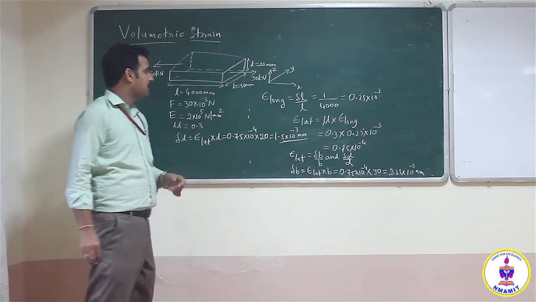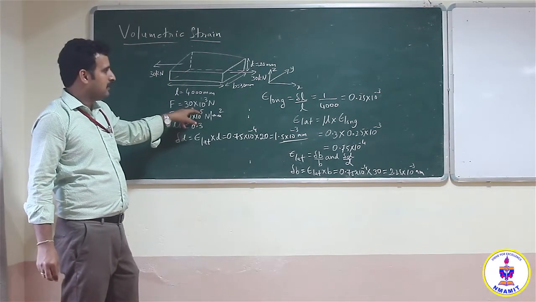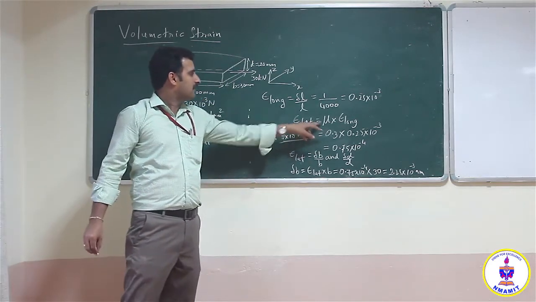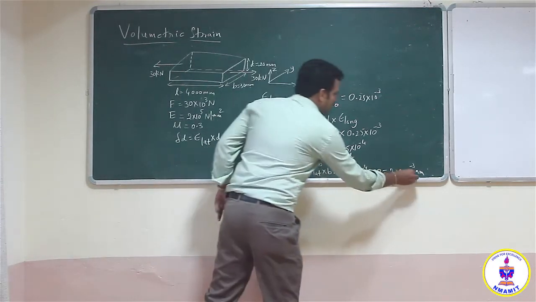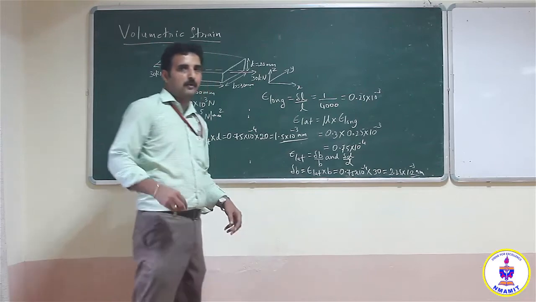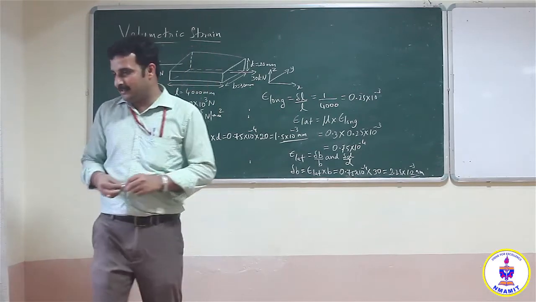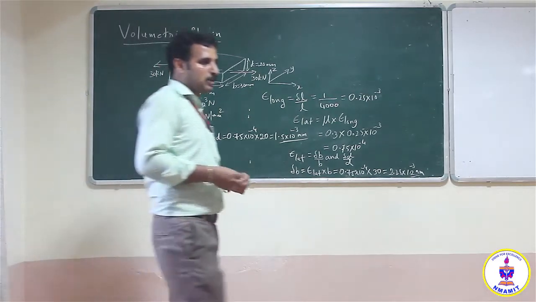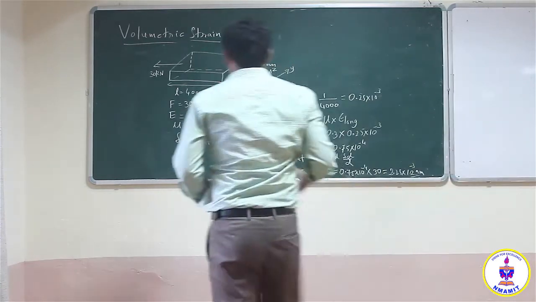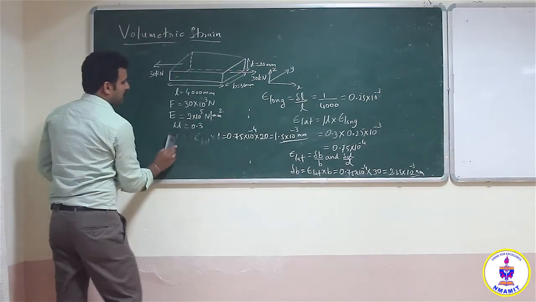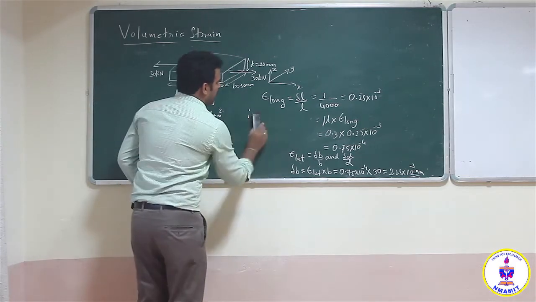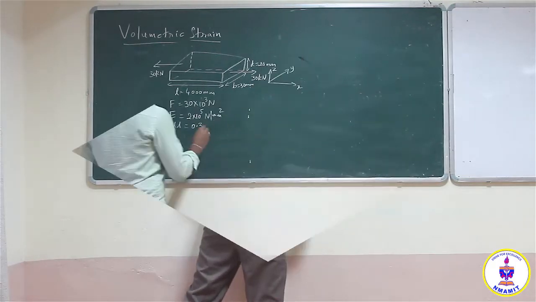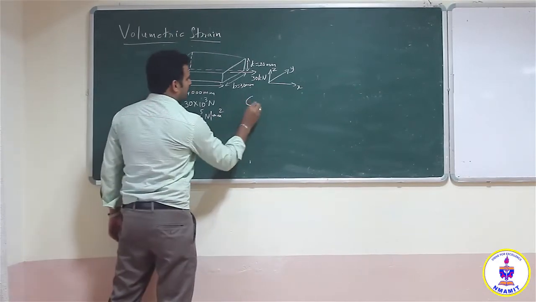So we have calculated what is the change in length. By using the Poisson's ratio relation we have calculated what is the change in width and we have calculated what is the change in depth. So totally we have calculated what is the change in the size due to the application of this force. So once we have identified what are the changes in the sizes, we can find out what is volumetric strain. So now we calculate volumetric strain.